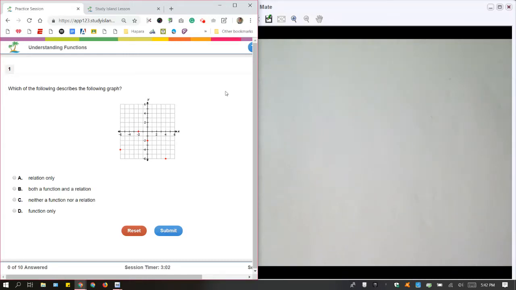All right, this is for the topic understanding functions. Let's get into it. Before we actually do any problems, let's make sure we understand what is a function, what is a relation, and all of this stuff.